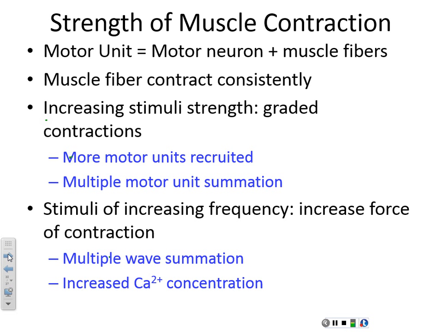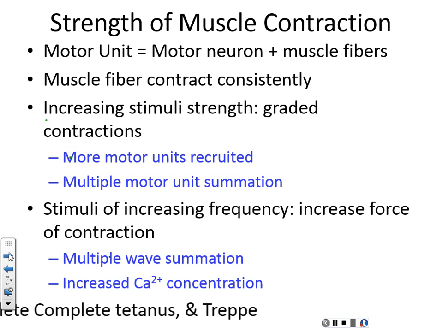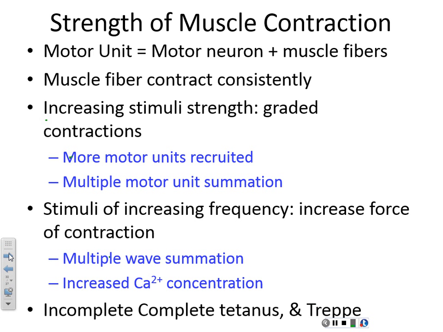So note the difference between multiple motor unit summation, because the name tells you anyway, and multiple wave summation. Multiple wave means you're stimulating the muscle many times per unit time. Incomplete tetanus is when the muscle contracts without fully relaxing, so it's going to contract again. Complete tetanus is when the muscle stays contracted. It doesn't relax, there's no relaxation, and then it becomes painful at the end. That's when you get a cramp, because the calcium is not being swept away.